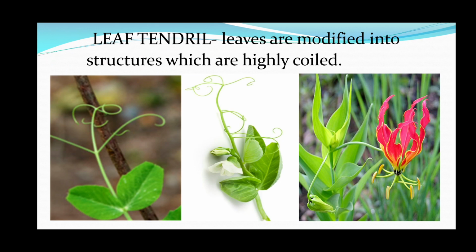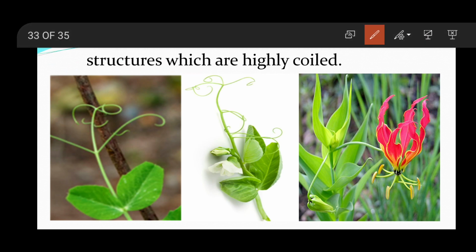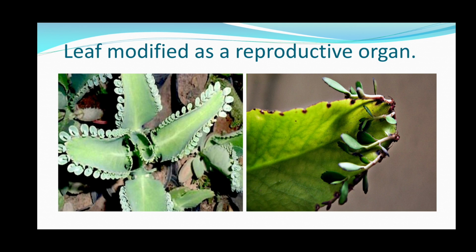Next is the leaf tendril. So, pea is an example of such a plant having the modified coiled structure. Here the leaves are modified into tendrils, and these tendrils help these plants to climb. So the leaves are modified into tendrils to perform a special function, that is, to help the plant climb. Next is the leaf modified as a reproductive organ.